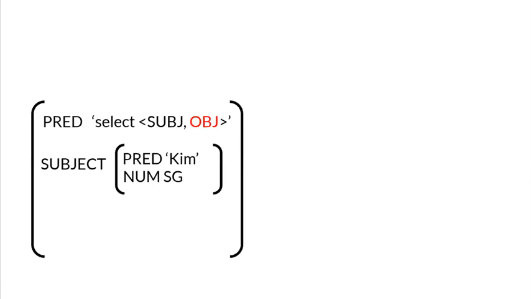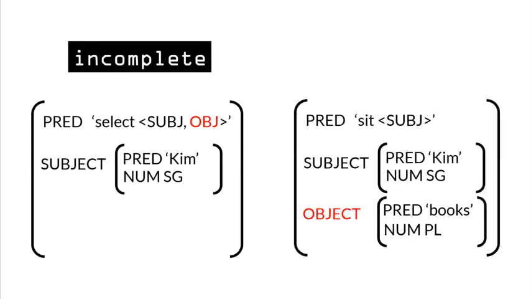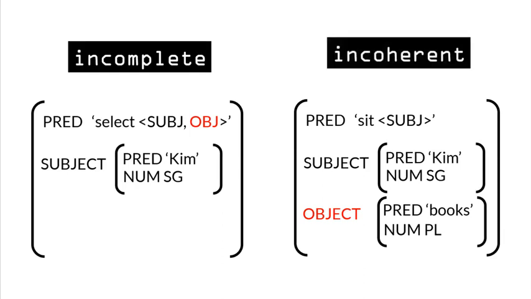If a functional structure is missing a grammatical relation required by the subcategorization frame, then it is said to be incomplete, or it does not comply with the constraint of completeness. If a functional structure has a grammatical relation that does not appear in the subcategorization frame, then it is said to be incoherent, or it does not comply with the constraint of coherence.